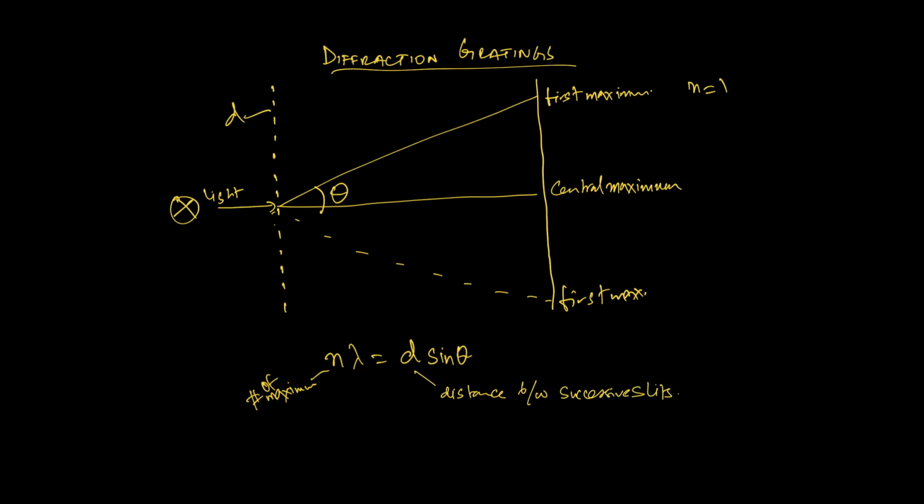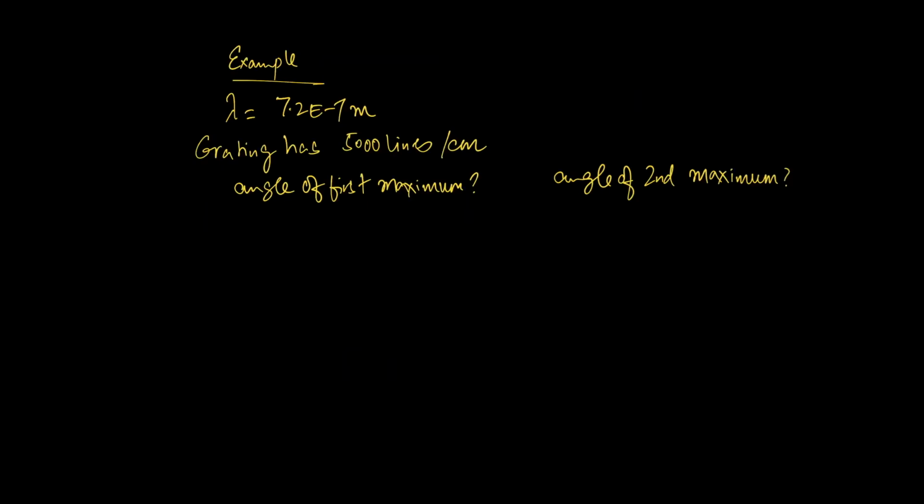So let's work through an example on this. Assume you have a grating that has 5,000 lines per centimeter, and you are shining a monochromatic light on it with wavelength 7.2 times 10 to the negative 7 meters. What is the angle at which the first maximum is produced and the angle at which the second maximum is produced? The first thing we do is calculate d, right? So d is going to be equal to 1 upon 5,000 centimeters, which works out to be 2 times 10 to the negative 6 meters.